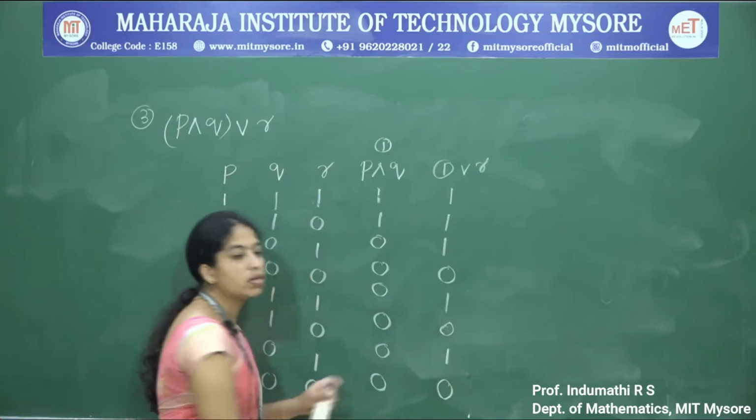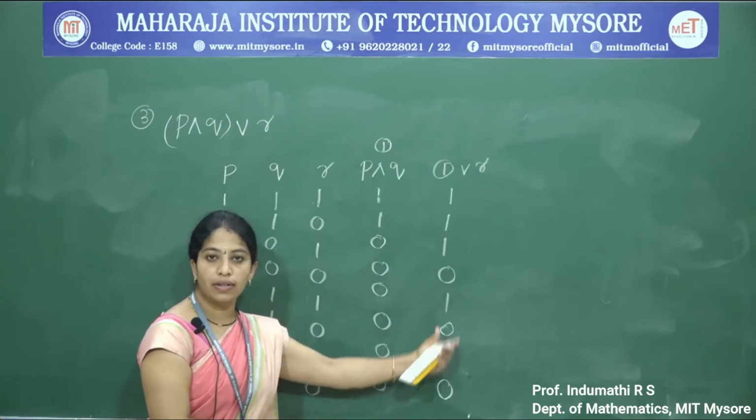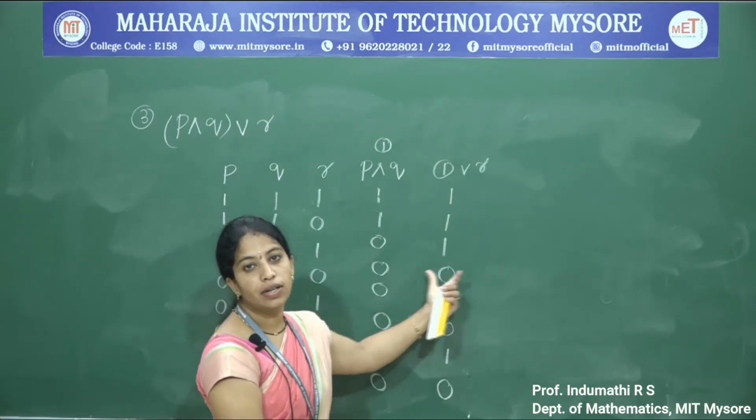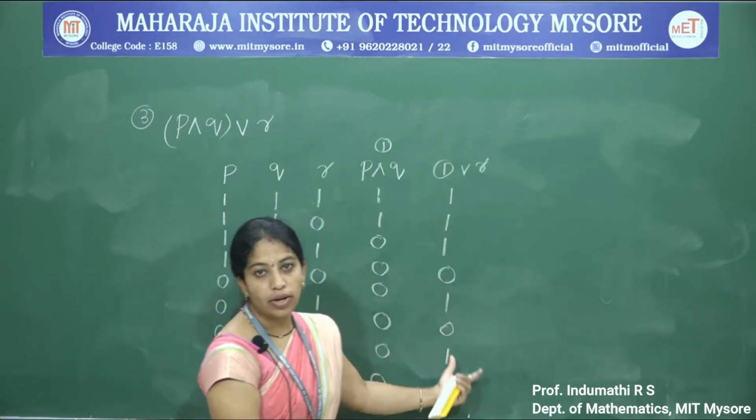See the truth values of this compound proposition, that is neither 1 nor 0. Therefore, the given compound proposition is neither a tautology nor a contradiction, which means it is a contingency.